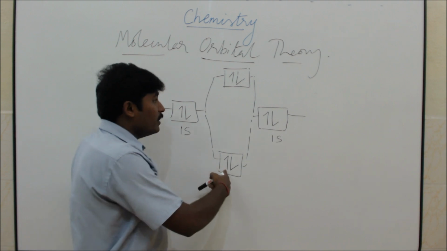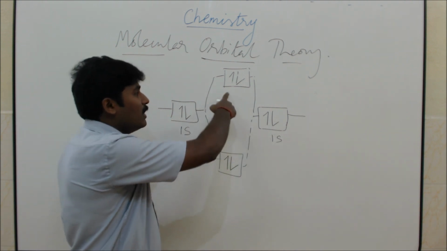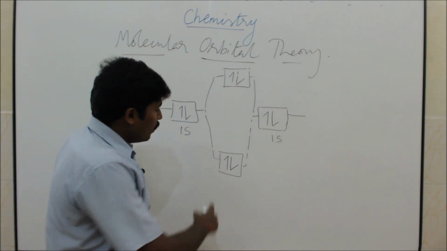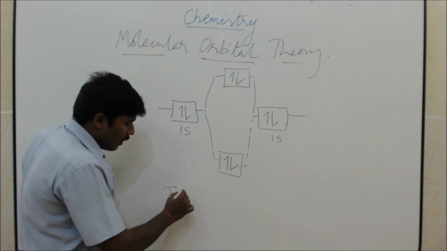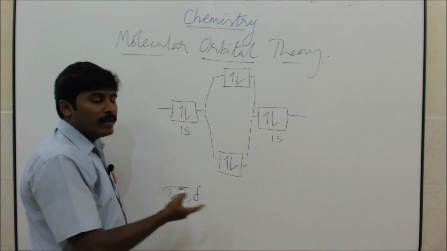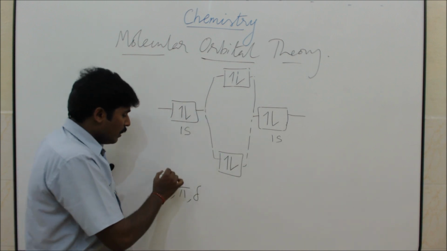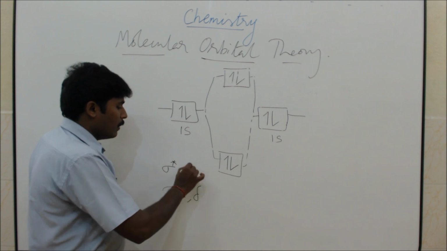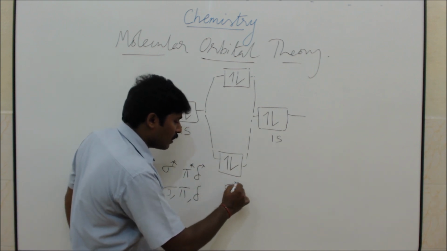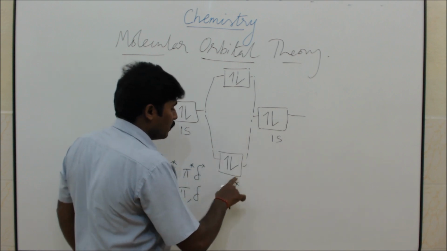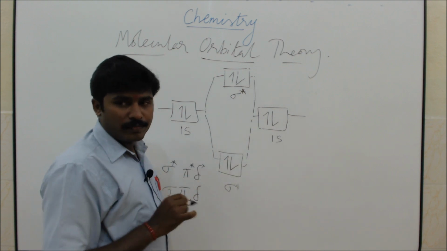Okay. Now this molecular orbital, this is the bonding level, which has lower energy, and anti-bonding has higher energy. Bonding molecular orbitals are denoted by sigma, pi or delta. Anti-bonding molecular orbitals are denoted by respective stars: sigma star, pi star, delta star, like that. For example, this is sigma, the bonding level, and this is sigma star.